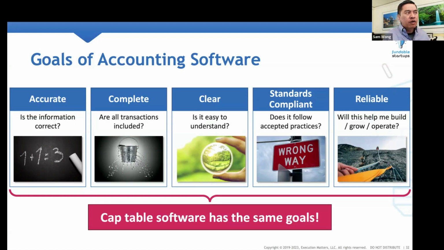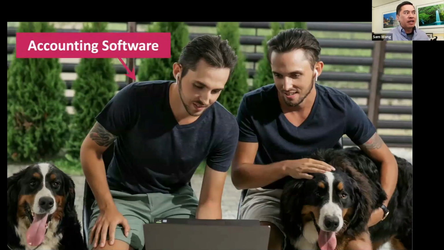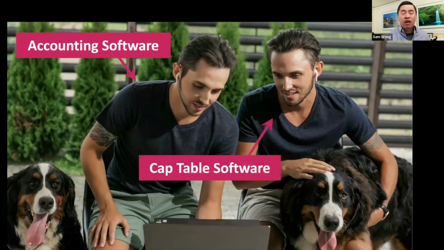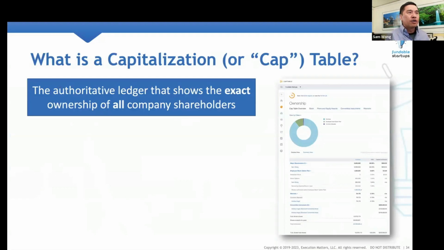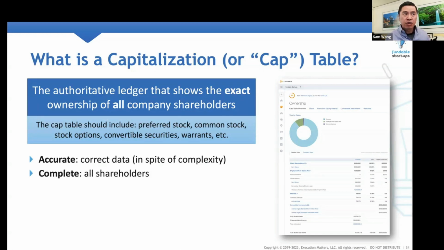These are the goals of accounting software, and cap table software has the exact same goals. They're like identical twins trying to do the same type of thing. You have the accounting software on your left and your cap table software on your right. Okay. So capitalization or cap tables. We already mentioned and defined it as the authoritative ledger that shows ownership of all company shareholders. And it should include all elements such as preferred stock, common stock, stock options, convertible securities, warrants, etc. It needs to be accurate in spite of the complexity. It needs to have all the shareholders. It should be clear and easy to understand.